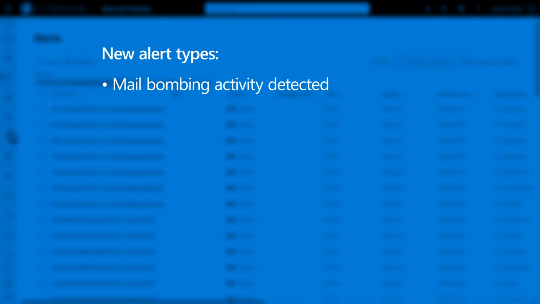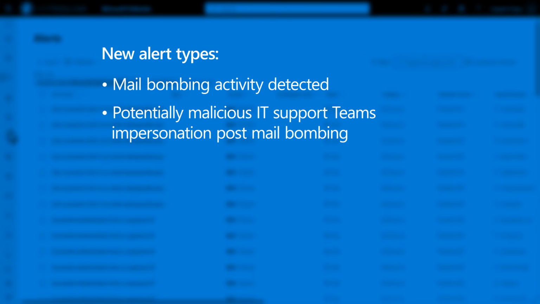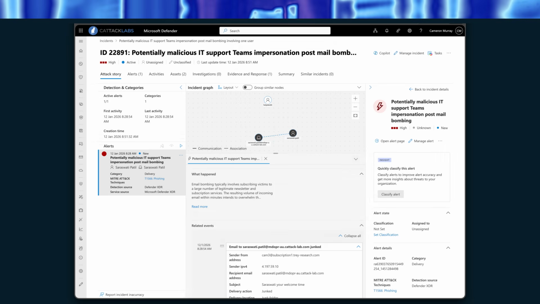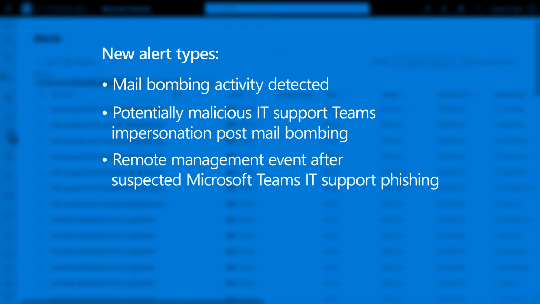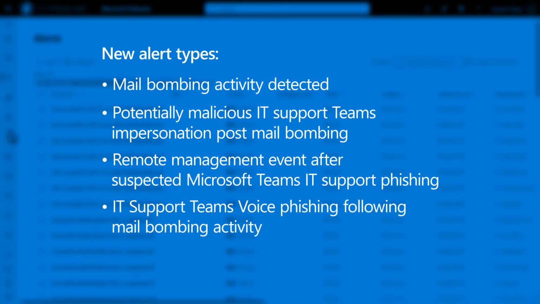The new alert types are Mailbombing Activity Detected, which identifies high-volume email flood activity; potentially malicious IT support teams impersonation post-mail bombing, which flags suspicious Teams threads following email-based flooding activity; remote management event after suspected Microsoft Teams IT support phishing, which detects a remote management attempt following a phishing impersonation on Teams; and lastly, IT support teams voice phishing following mail bombing activity, which detects the likelihood of compromise and voice-over IP activity leading to voice phishing after mail bombing implantation.